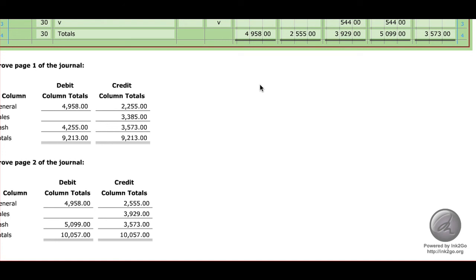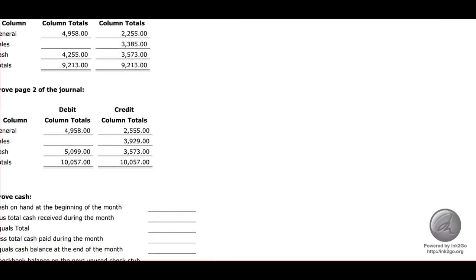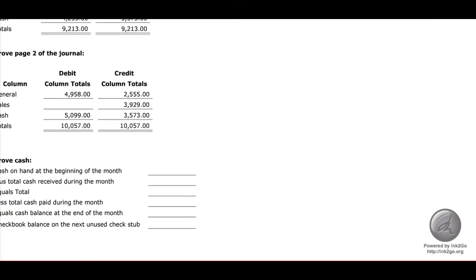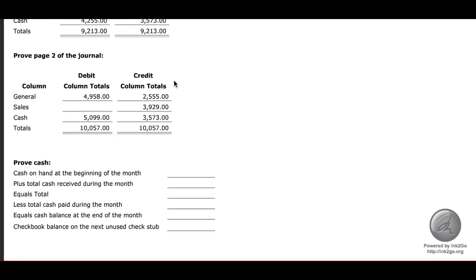All right, now the last thing we have to do, which is a new concept for us again, is that we need to prove cash. So way down here at the bottom of the page, we're going to see it says cash on hand at the beginning of the month. It doesn't tell me in the direction. It says the beginning cash balance on April 1st is 0, so that is a 0 there. Plus total cash received during the month. I would need to go to my cash debit column total. So if I looked up top, I would get 5099.